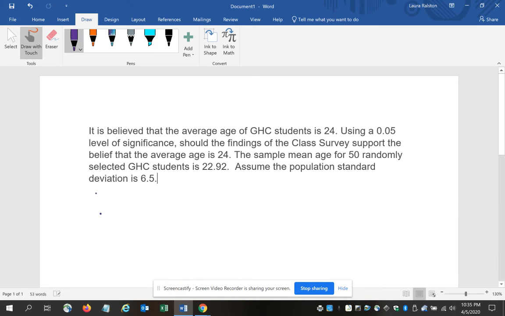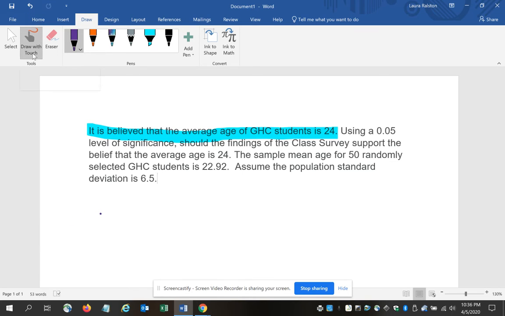Okay, so we're to the point where we're ready to state our hypotheses. The first sentence says, it is believed that the average age of GHC students is 24. Guys, that's the claim. That's what we believe. Even in the second sentence, it says, should the findings support the belief. Remember, we look for words like belief, claim, think. Okay, so we need to think through this process here.